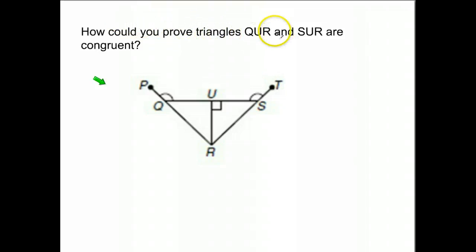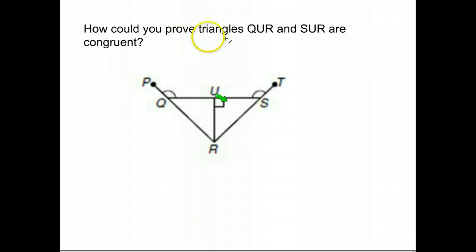Alright, how could you prove that triangles QUR and SUR are congruent? Let's take a look at what we have. A few things I can see right off. I have a right angle here, which means this must also be a right angle because they form a straight line together. The next thing I notice is UR is shared between the two, so it is congruent to itself, and I can mark it as a congruent side.